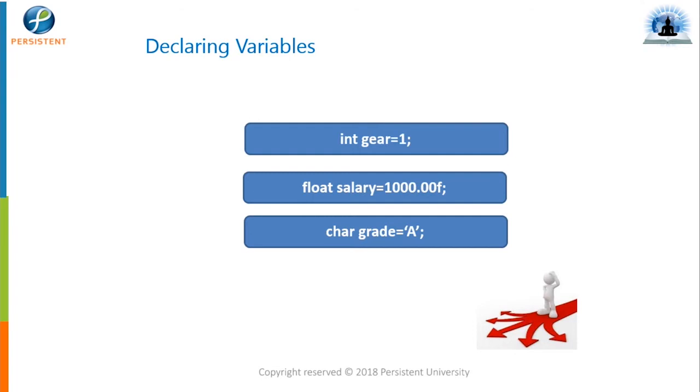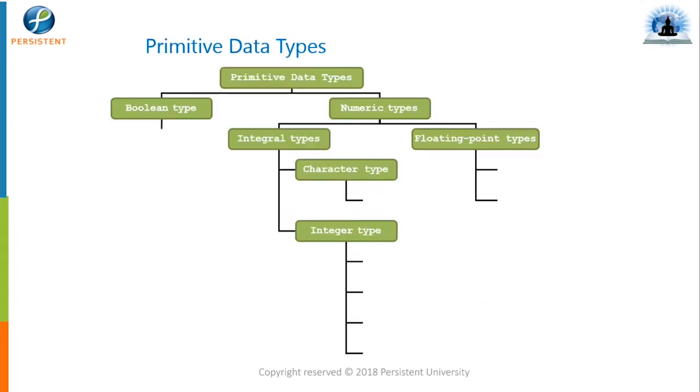And for float, if you observe, float variable name is salary is equal to 1000, and it is in floating, so decimal 00 followed by the letter f. So for floats we need to use an f character there at the end. Okay, and character is again declared in single quotes. If you observe, char grade equal to, in single quotes we are using capital A, or any character if you want.